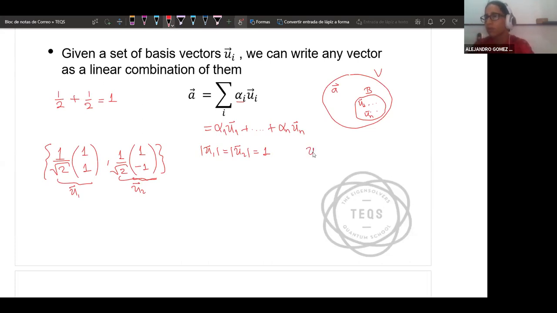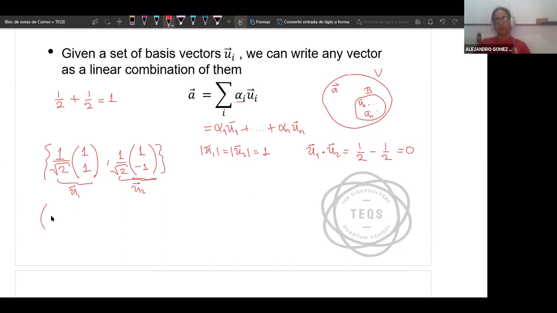And also the dot product of them: we have to multiply the components and add them. So the first product is 1/2, minus 1/2, so we get 0. So this is an orthonormal basis for those vectors with two components.